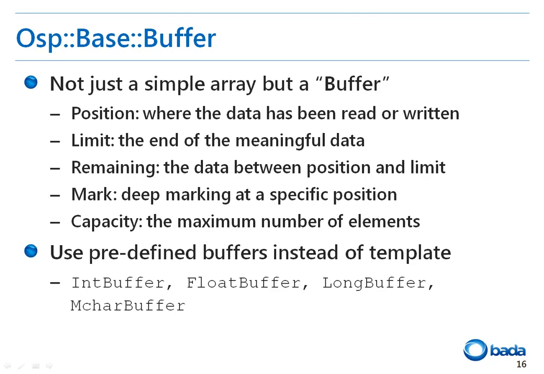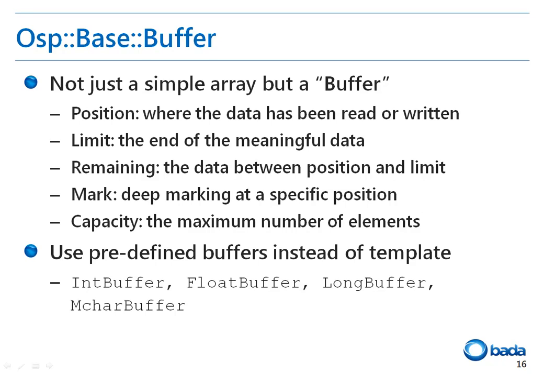The limit value represents the last position in the buffer where meaningful data is written. The remaining value represents the amount of remaining data space. That is, the remaining value represents the difference between the position and the limit values.